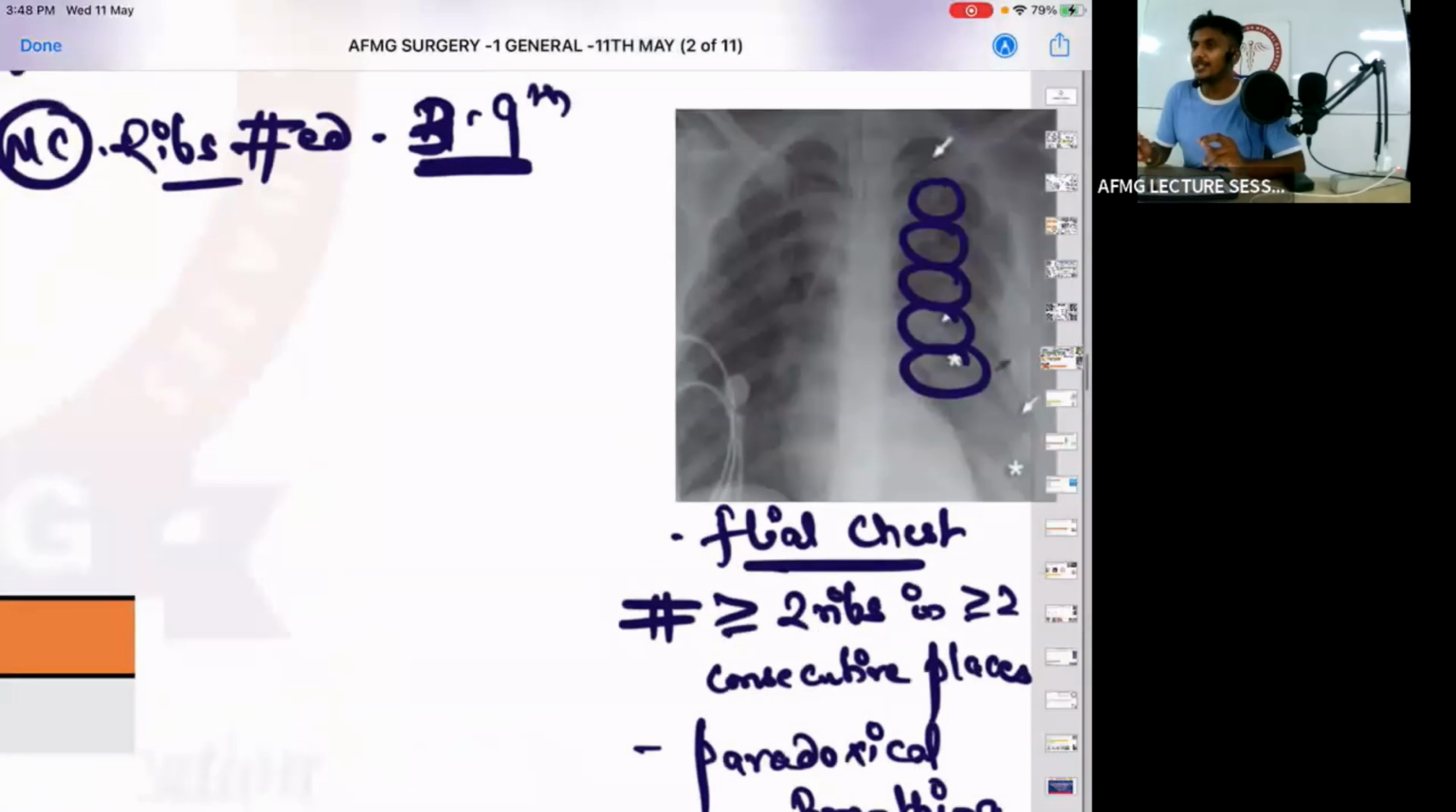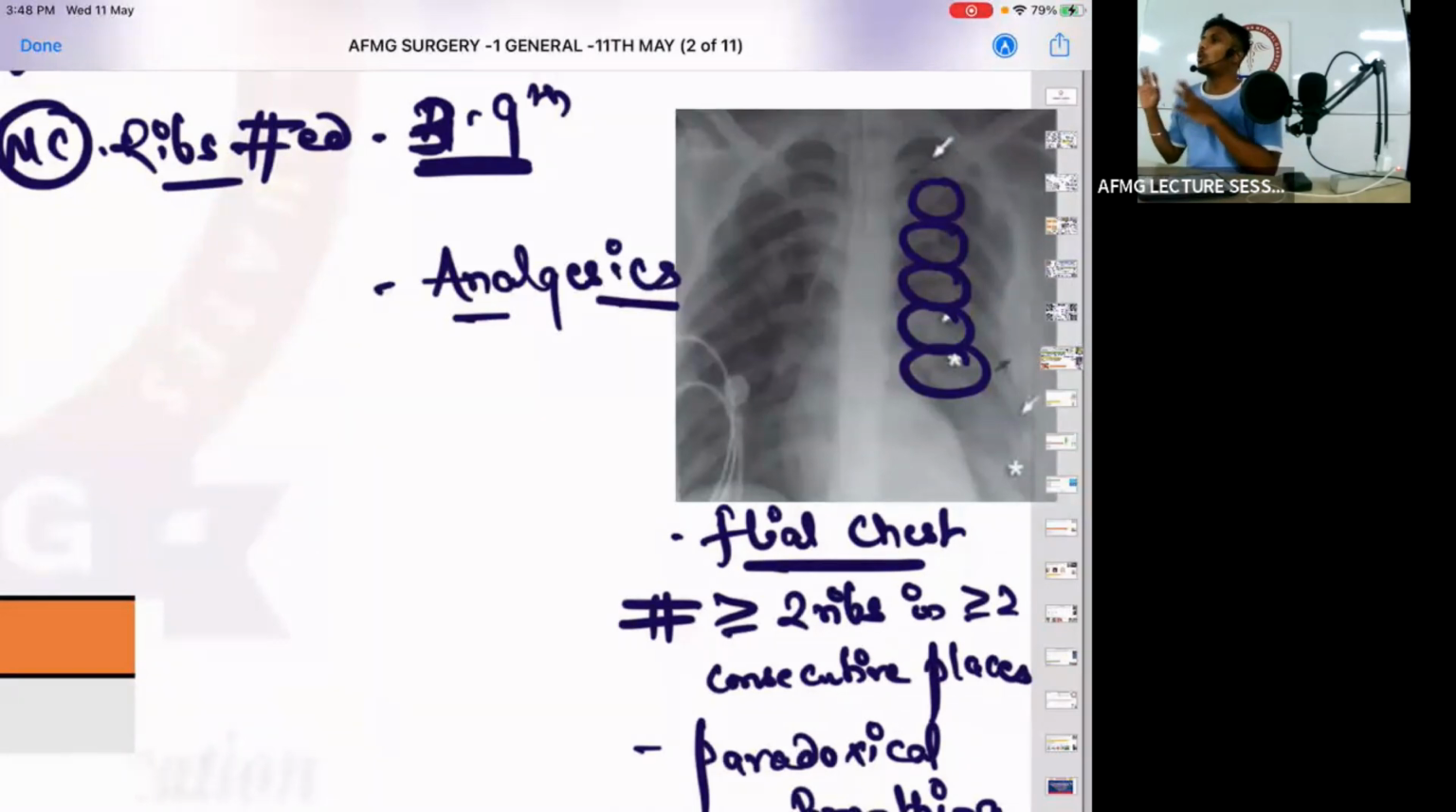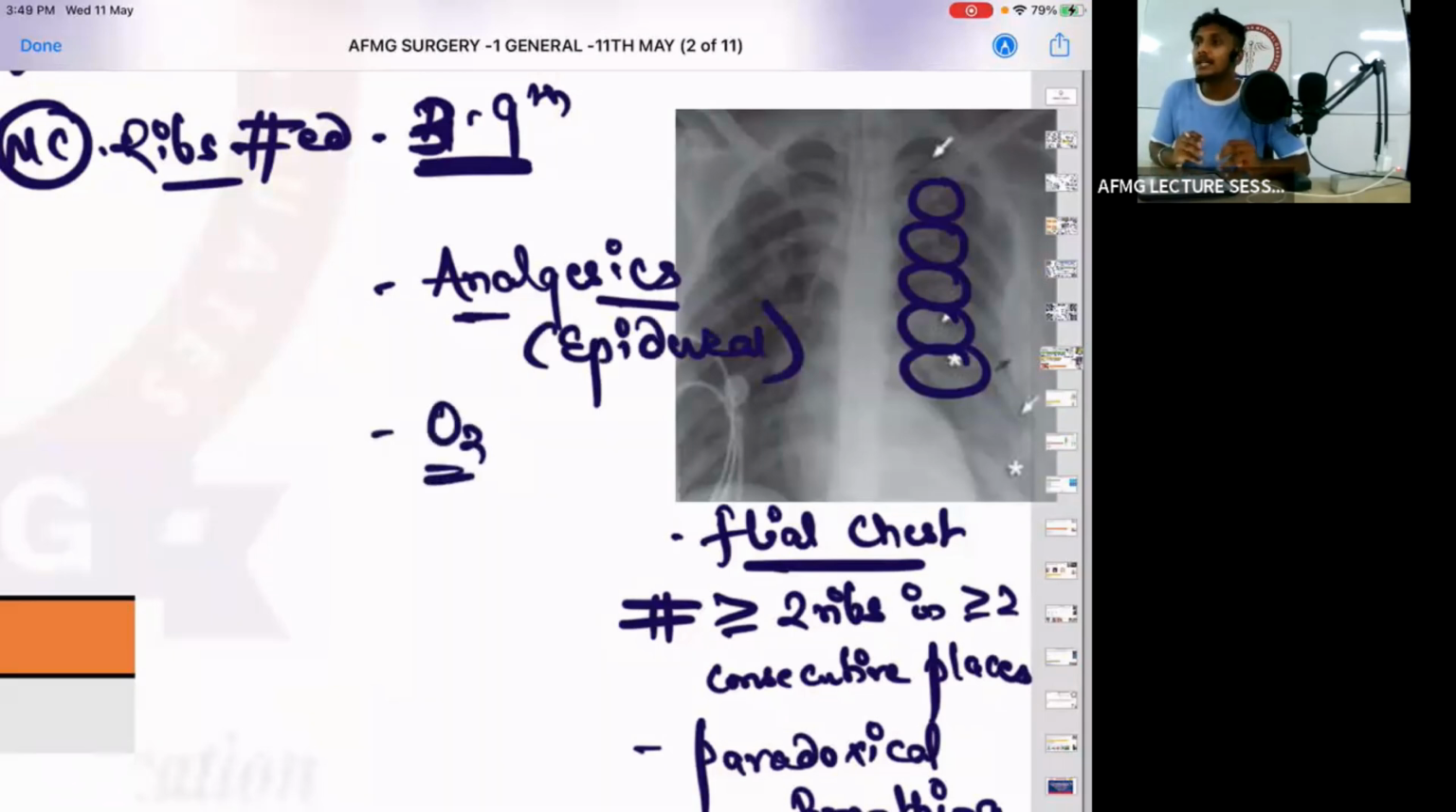Then if I talk about management of flail chest or rib fracture, repair करोगे ना? So rib fractures go for conservative management. What is given? Analgesics are given, for relief of pain. For a normal rib fracture, we can give oral analgesics or oral painkillers. But for flail chest, we need to give epidural analgesia in the thorax. Along with that, we can give oxygen supplementation.